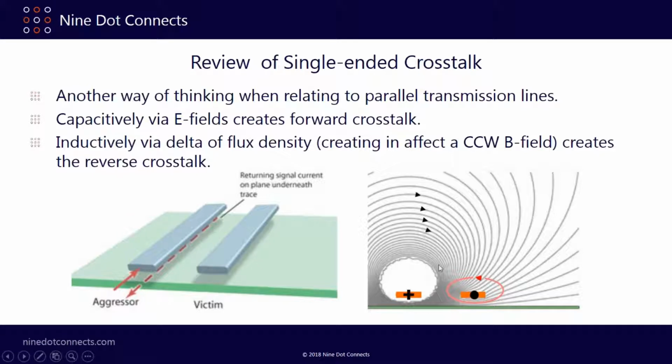Well, if you'll notice, the density changes as you get away from your aggressor. So the net effect is you have less flux density on the right side of the victim trace and a higher flux density on the left side. And that creates, as far as any charge within this victim trace, a counterclockwise B field. Well, a counterclockwise B field is the same as the current coming out of the board toward you.